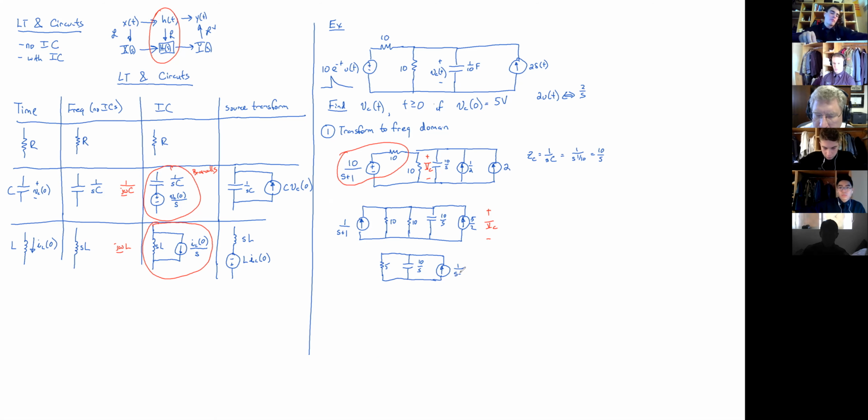Now, 1 over S plus 1 plus 5 over 2. Now, here's a secret. Always get things in ratios of polynomials. So this is not a ratio of polynomials. So let's do the algebra to make it a ratio of polynomials right now before we go any further. We'd like to get these things both over 2. We can multiply top and bottom here by 2. So that's this guy. We can similarly multiply this guy by s plus 1, top and bottom.